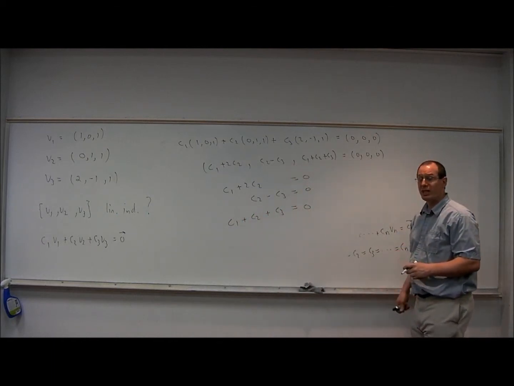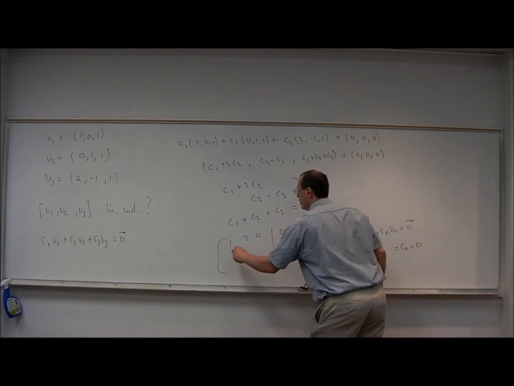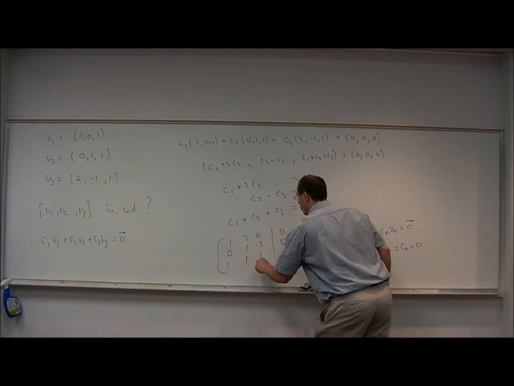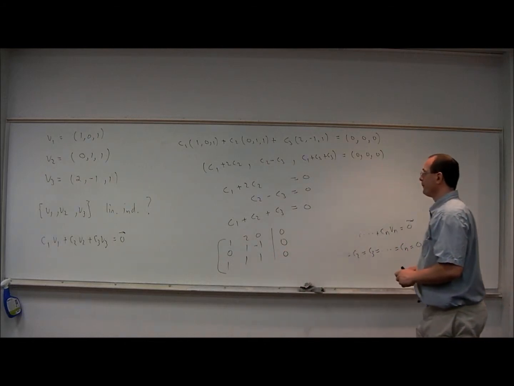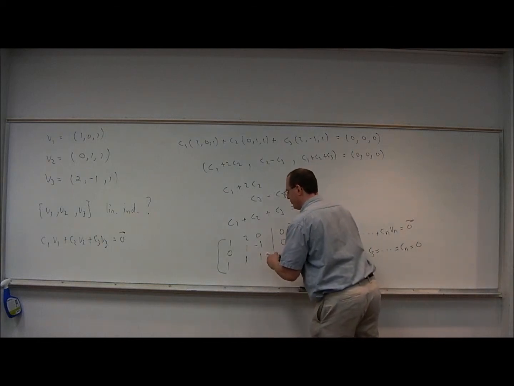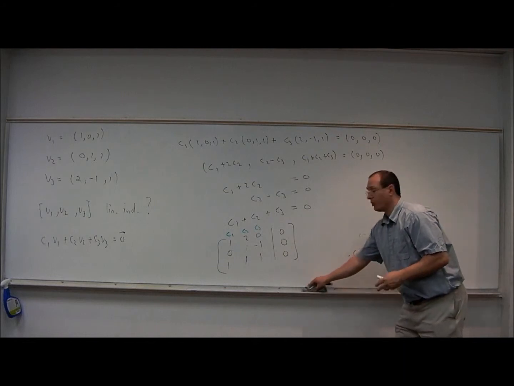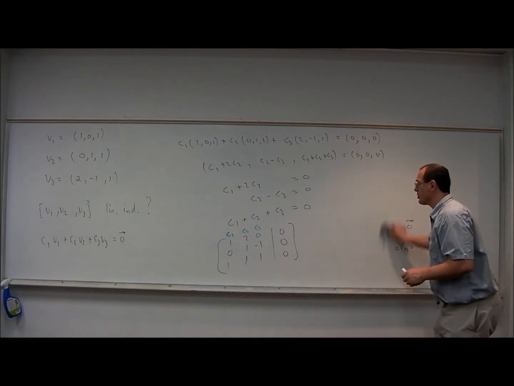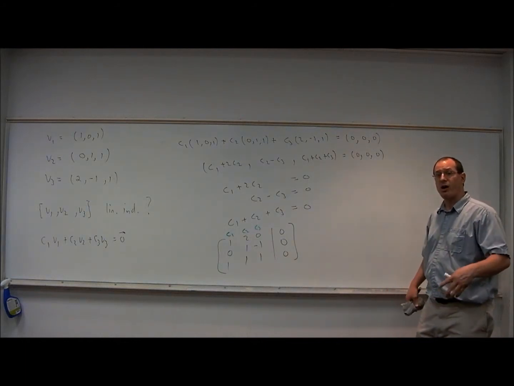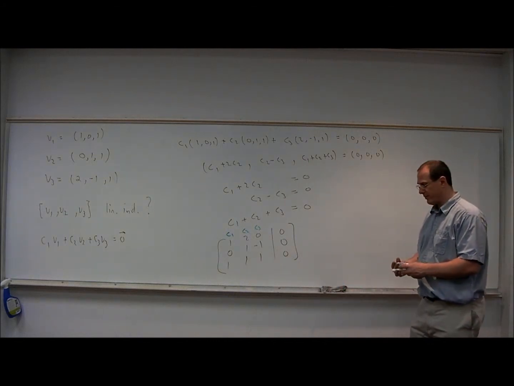So we can write this homogeneous system in matrix form: 1, 2, 0, 0; 0, 1, negative 1, 0; 1, 1, 1, 0. Where this is the C1 column, this is the C2 column, and this is the C3 column. So let's solve this system. One solution will clearly be C1 equals C2 equals C3 equals 0. Are there any other solutions? Are there any non-trivial solutions?